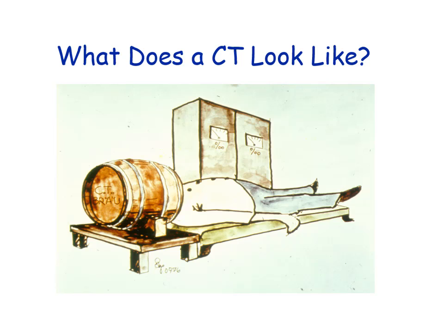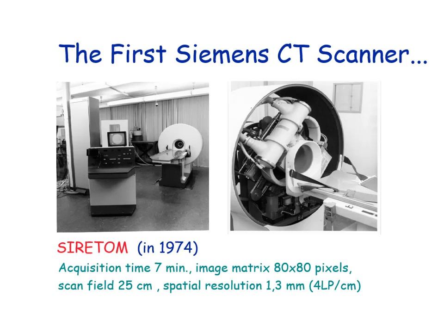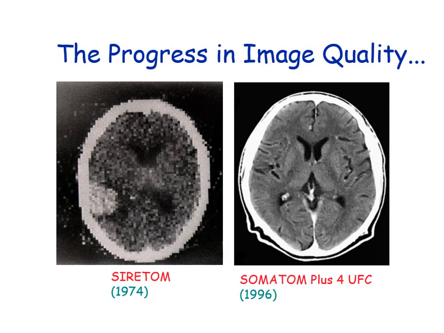What does a CT look like? Acquisition time 7 min, image matrix 80 x 80 pixels, scan field 25 cm, spatial resolution 13 mm, 4 lp/cm. Cyretum, in 1974. The first Siemens CT scanner. Somatom Plus 4 UFC, 1996. The progress in image quality.